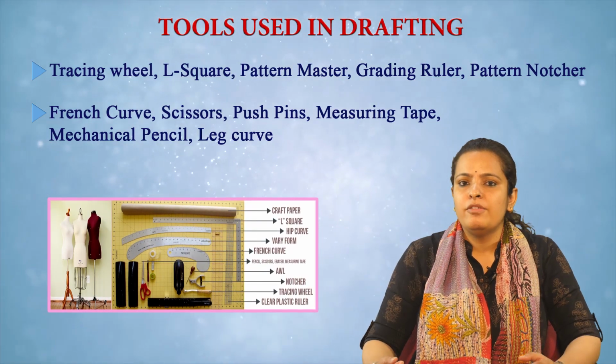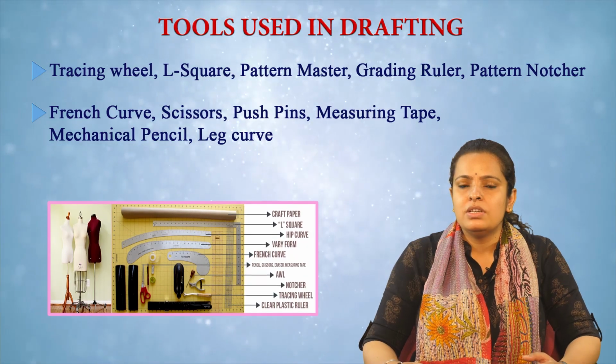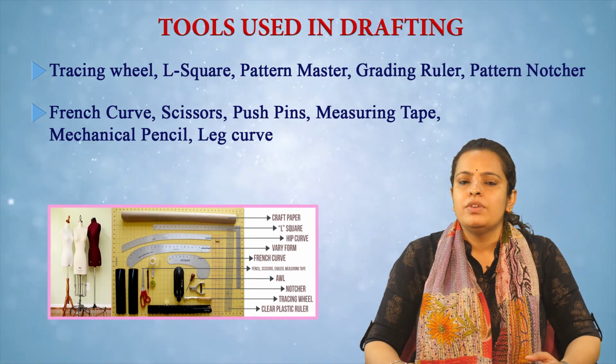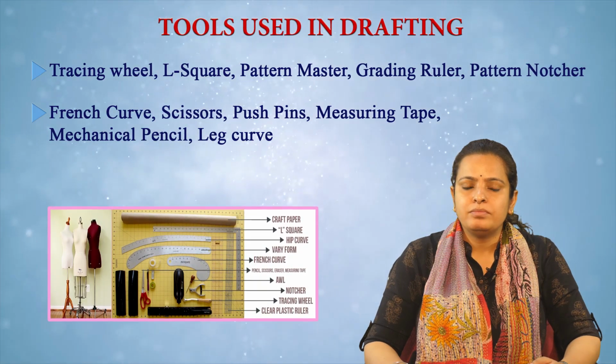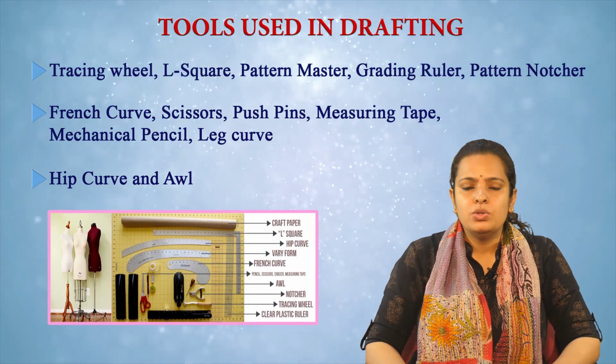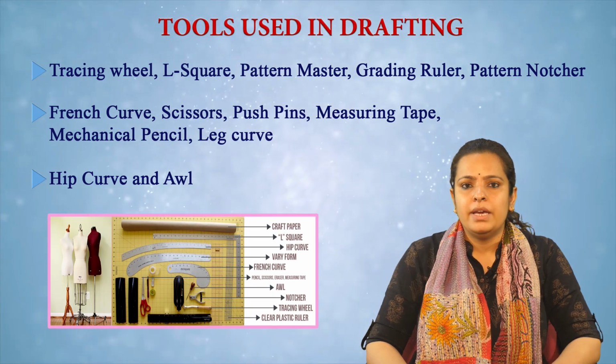So these are the types of scale we use to create, like for the skirt we use leg curves, or when we are developing a trouser or a pant we use the leg curves. Then we have the hip curve and the awl. So these are the basic tools which we need when we go for drafting or pattern making.